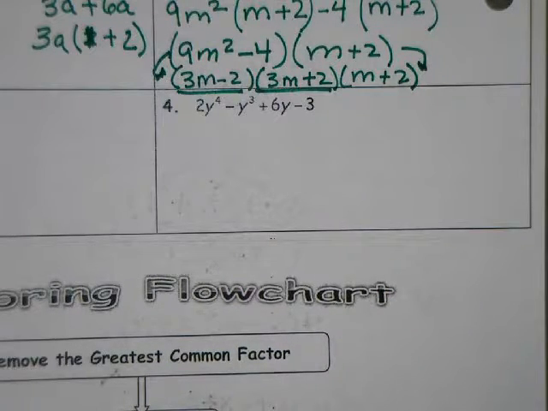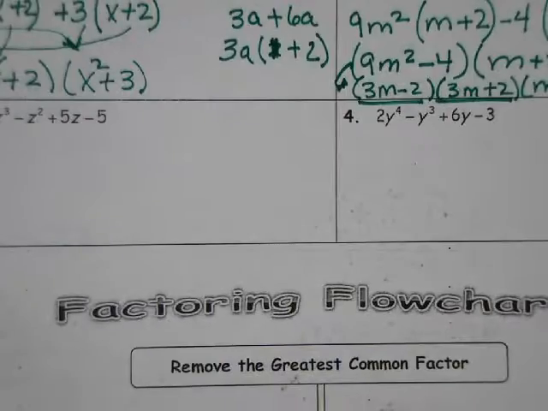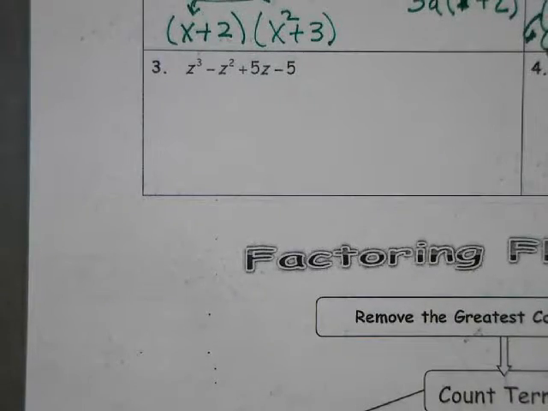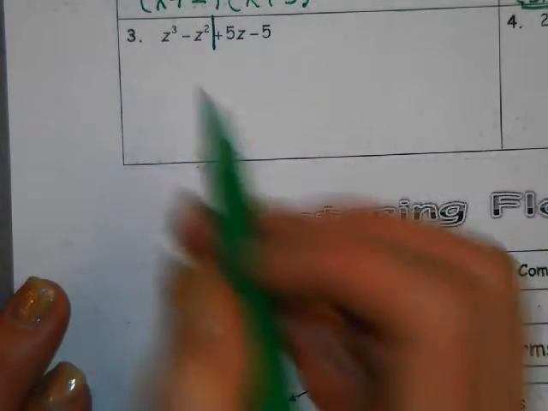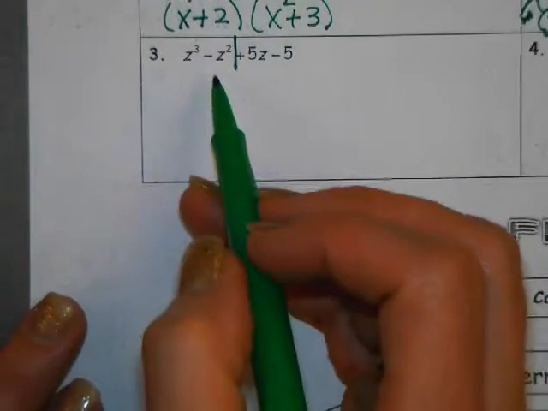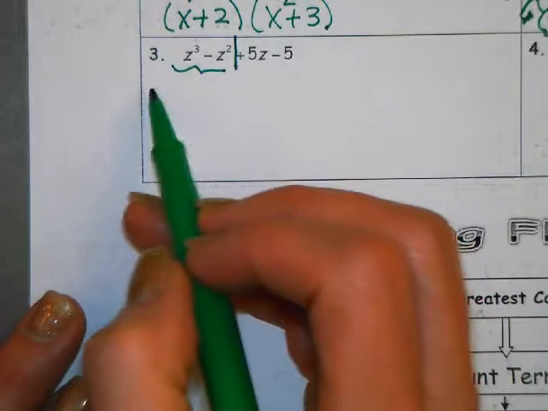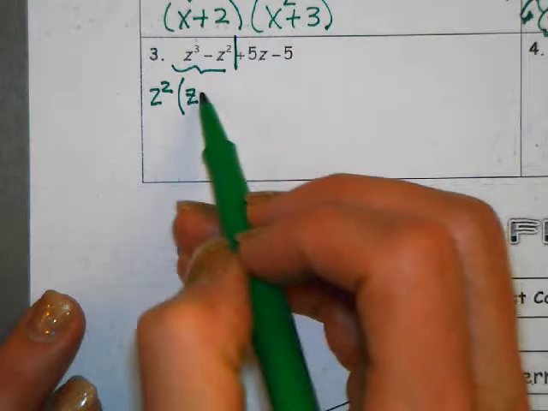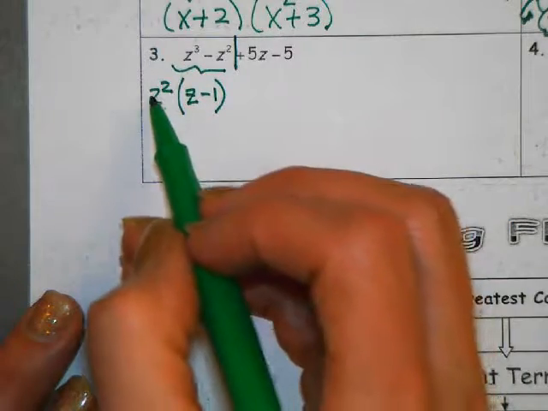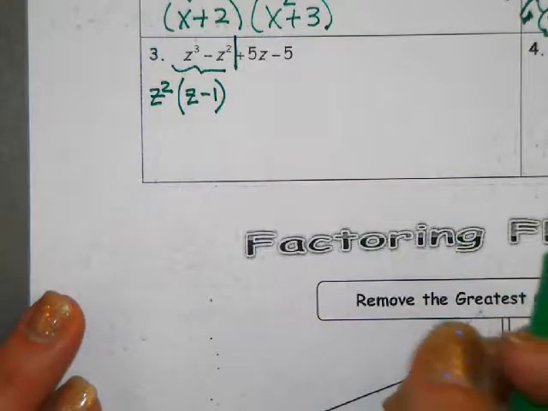Okay? Alright, I'd like you guys to try number 3 for me. Try number 3. So in looking at this, I'm going to divide it in 2. I'm going to ask myself what's the common factor between the first set right here, and that's z squared. When I take a z squared out, I'm left with z minus 1. Okay, any questions on what I did there?